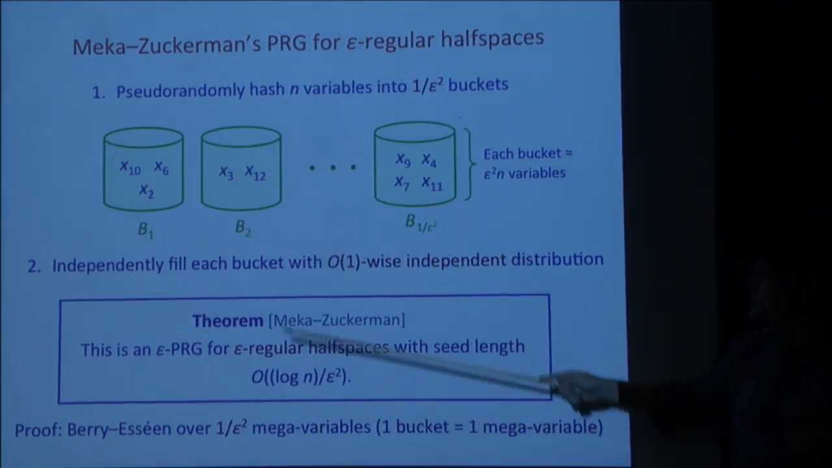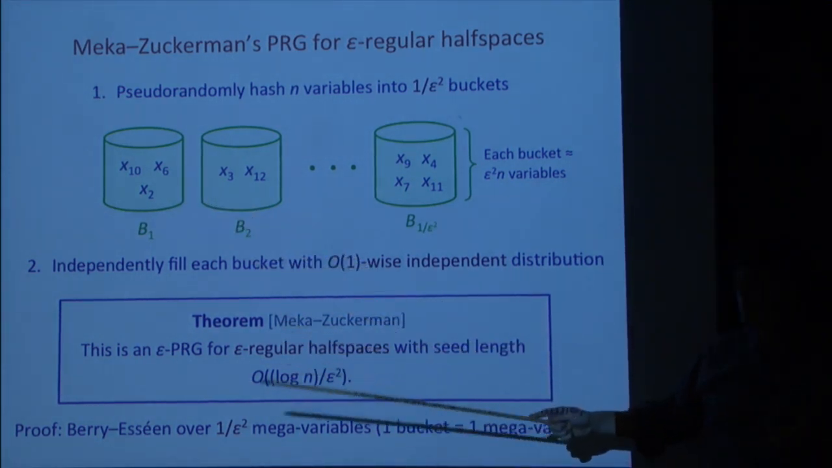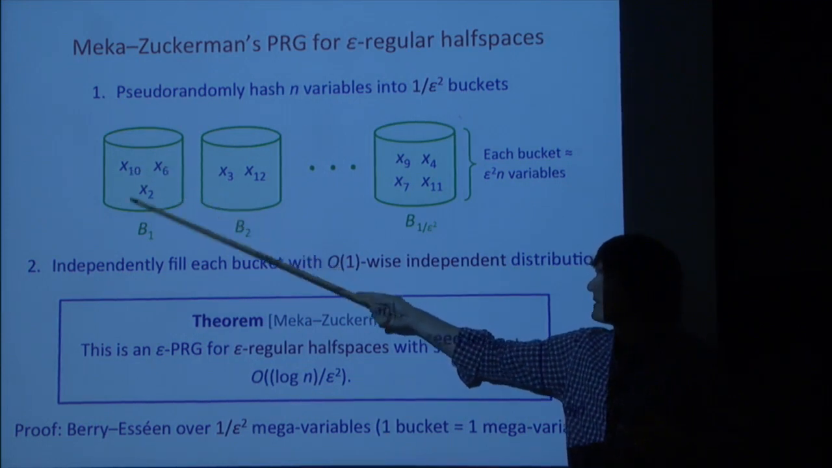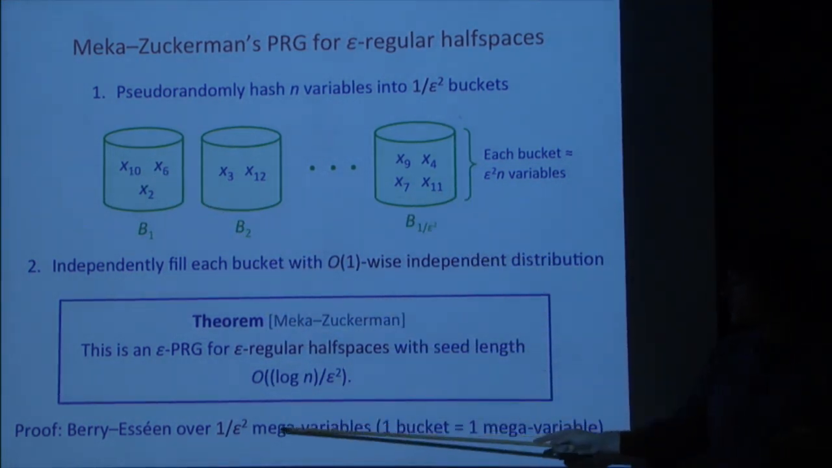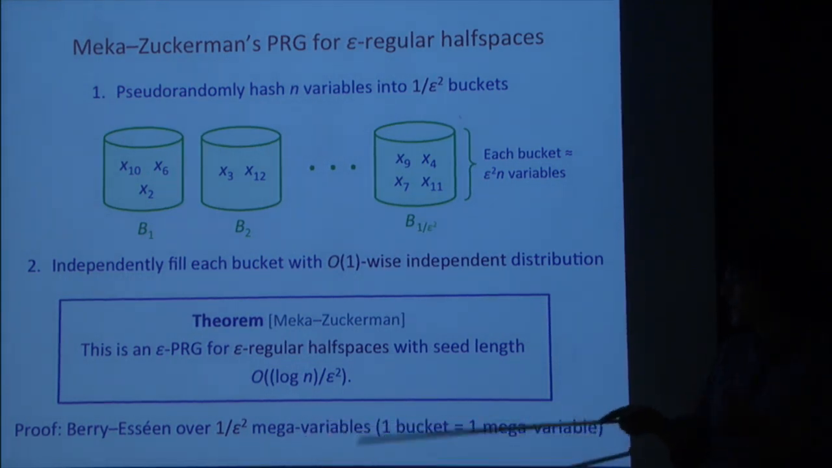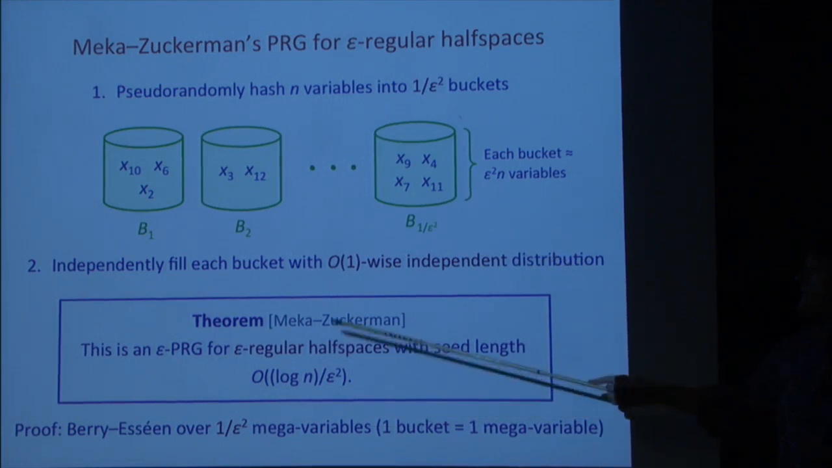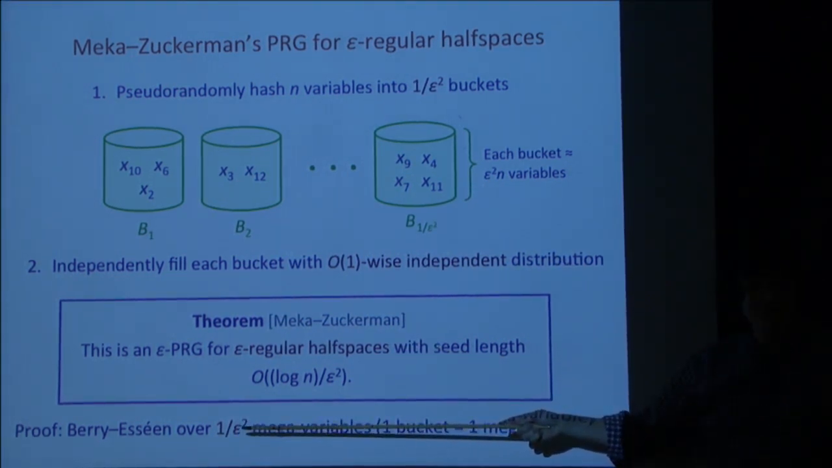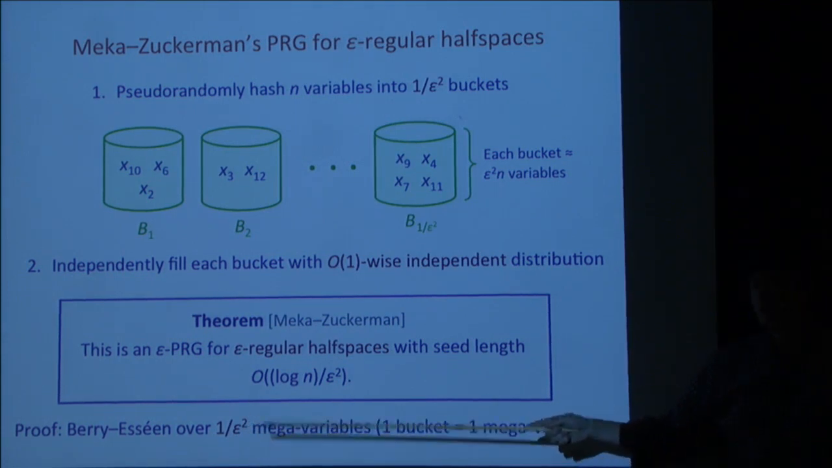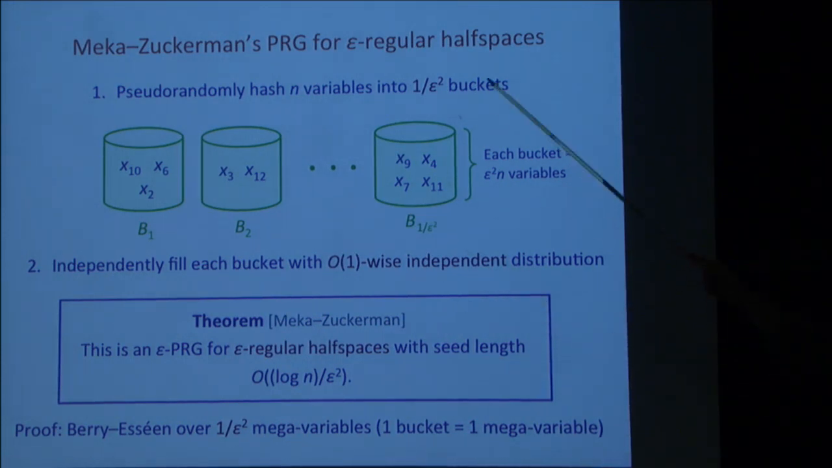If I think of each bucket now as a mega variable, just for rough intuition, whose weight corresponds to the total weight of all the w_i in that bucket, this 1 over epsilon squared length vector of mega weights will still be regular. And now, by doing an independent assignment across each of the buckets, you can use Berry-Esseen on this 1 over epsilon squared length vector. So this is a high-level intuition of why this kind of construction should suffice to fool epsilon regular half spaces. So far, so good?